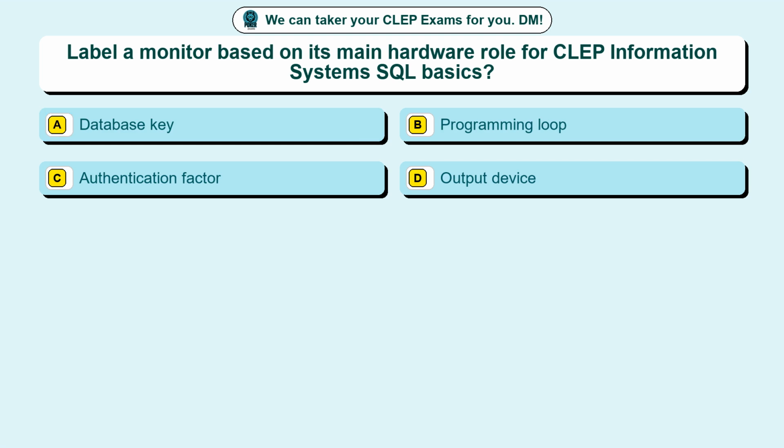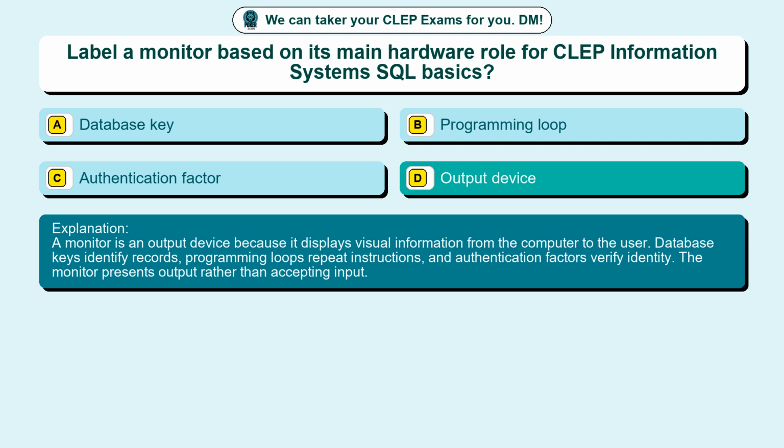Question 55. Label a monitor based on its main hardware role for CLEP Information Systems SQL Basics. Option A, database key. Option B, programming loop. Option C, authentication factor. Option D, output device. The correct answer is option D, output device.